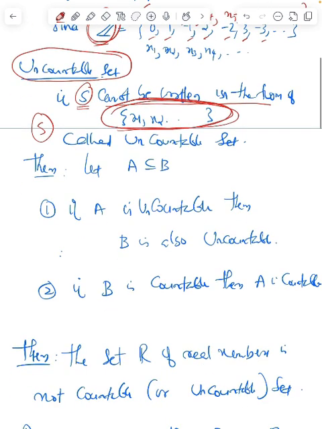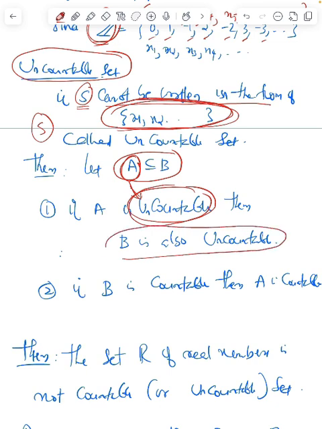Okay, next we are going to write a theorem. The theorem says that if we have two sets A and B, where A is a subset of B, and the smaller set A is uncountable, that is, A contains a huge number of elements, then of course B is also an uncountable set.